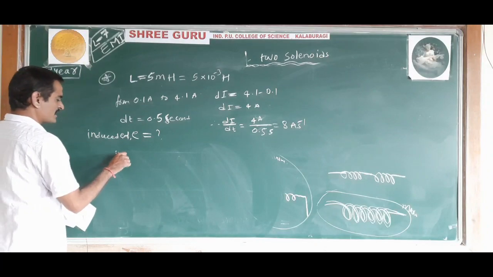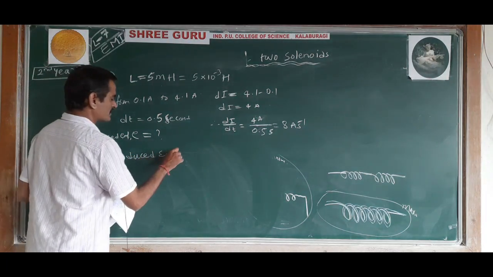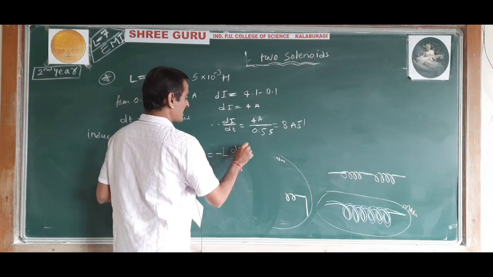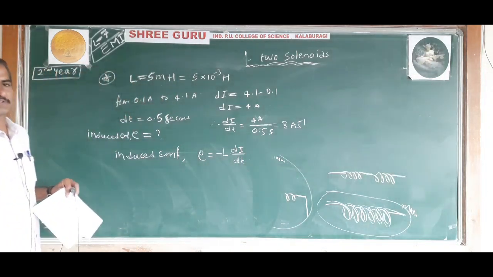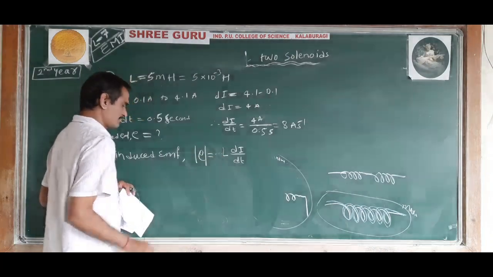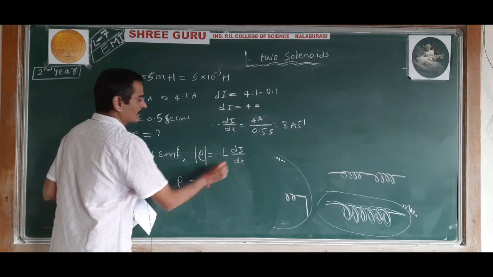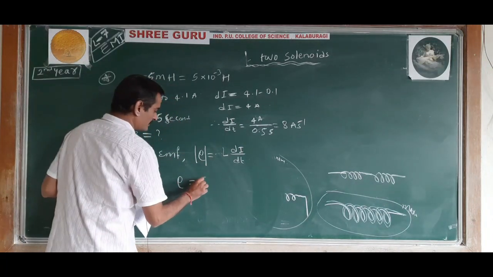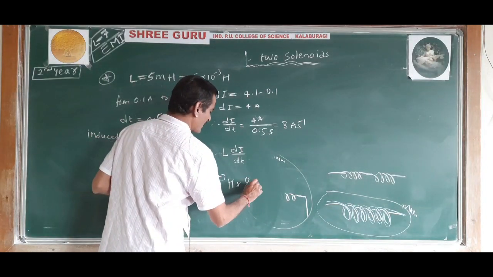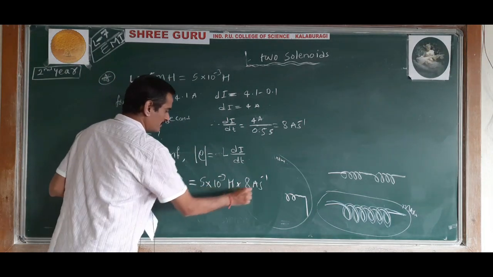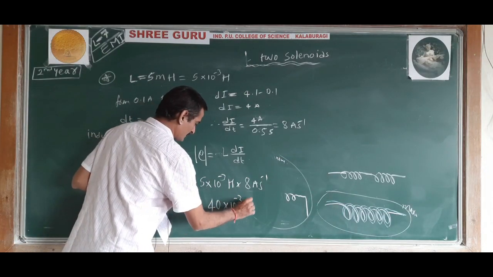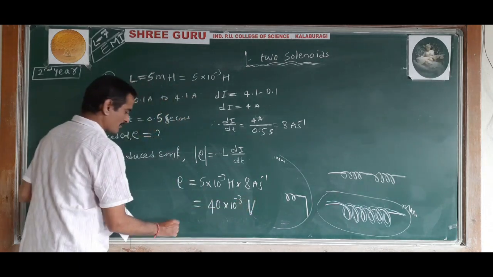So now the induced EMF is given by, we know that E is equal to minus L dI by dt. The magnitude of induced EMF is given by E is equal to L dI by dt, since it is only magnitude. L is 5 into 10 to the power minus 3 Henry and dI by dt is 8 ampere per second. So 5 into 8, that is 40. So 40 into 10 to the power minus 3 volt.